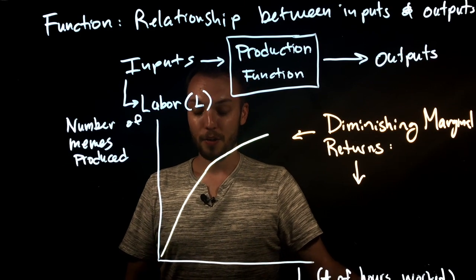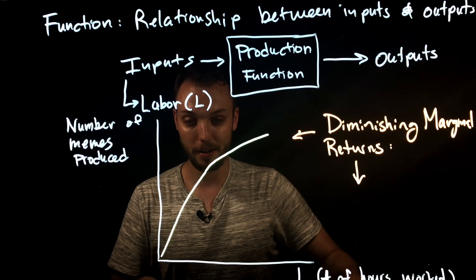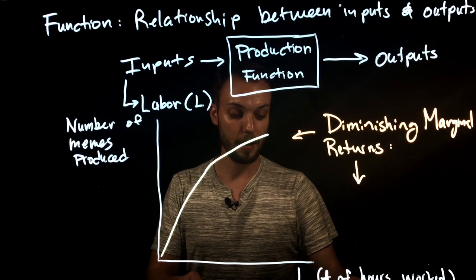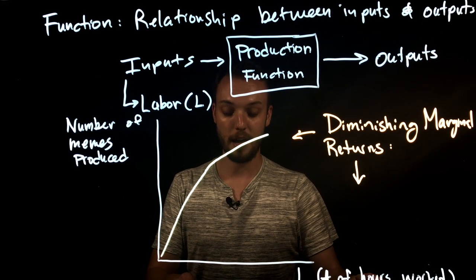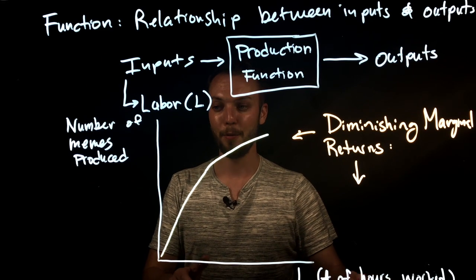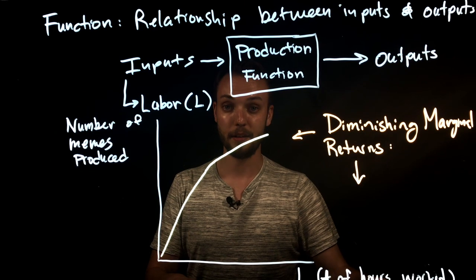So maybe you're going to argue that meme production can't be characterized by diminishing marginal returns, and that's fine. But for a number of production processes, this is a fair assumption. So we're going to go with it for now, and we'll use this toolkit for understanding the PPF. So that's what we'll do in the next video.